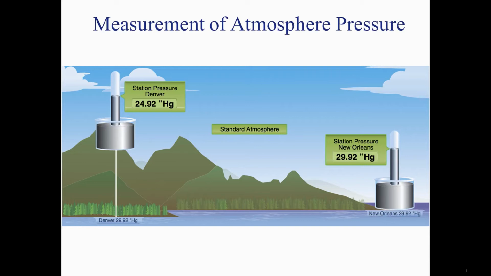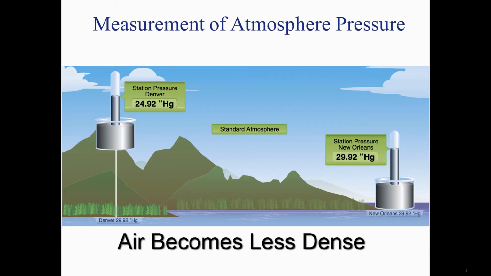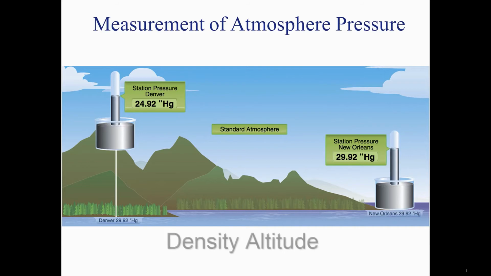As pressure decreases, the air becomes less dense or thinner. This is the equivalent of being at a higher altitude and is referred to as density altitude, dA. As pressure decreases, dA increases and has a pronounced effect on aircraft performance.